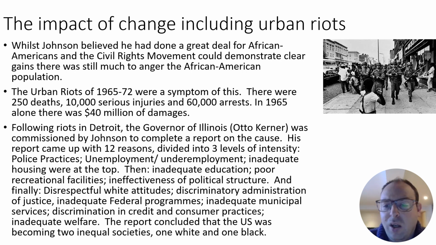So, for example, African Americans found it much harder to get loans and credit and help setting up businesses, things like that, and were treated differently when trying to buy things, and then finally inadequate welfare. The report concluded that the US was essentially becoming two unequal societies, kind of mirroring some of the words of Plessy versus Ferguson. What he said is that essentially there was increasingly a white America and a black America, and these societies were separate and not equal.